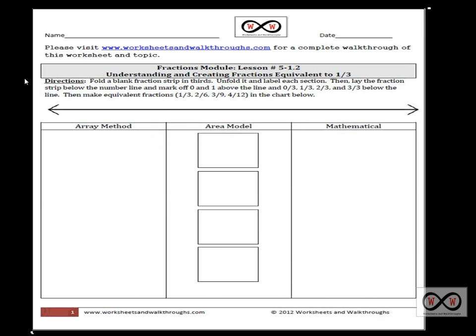We have some directions. Fold a blank fraction strip in thirds, unfold it and label each section. Then lay the fraction strip below the number line and mark off 0 and 1 above the line, and 0/3, 1/3, 2/3, and 3/3 below the line. Then make equivalent fractions, 1/3, 2/6, 3/9, 4/12 in the chart below. And again, we'll be looking at the array method, the area model, and we'll be handling equivalency mathematically as well.